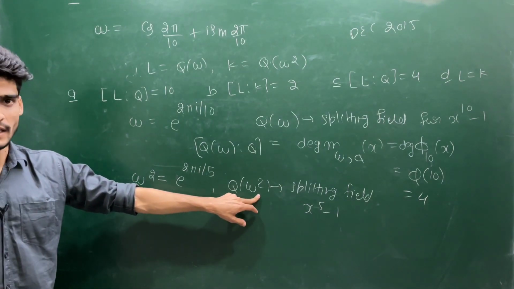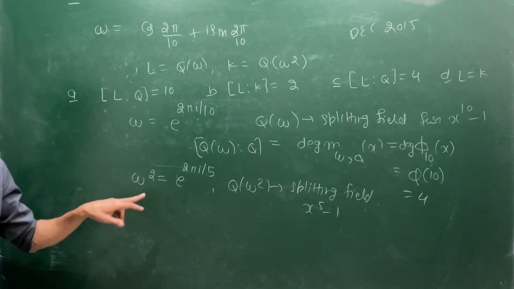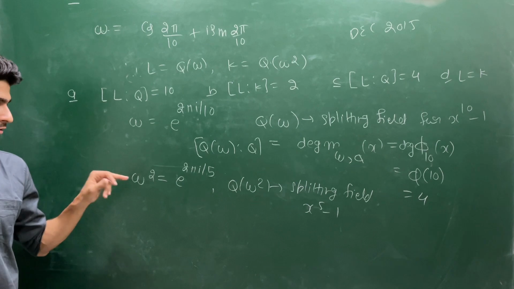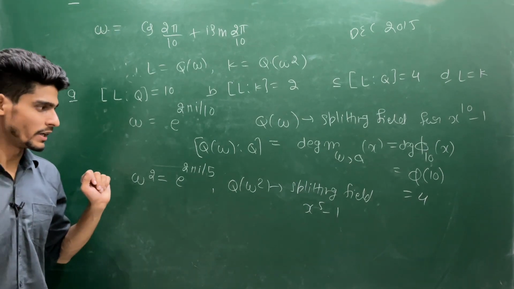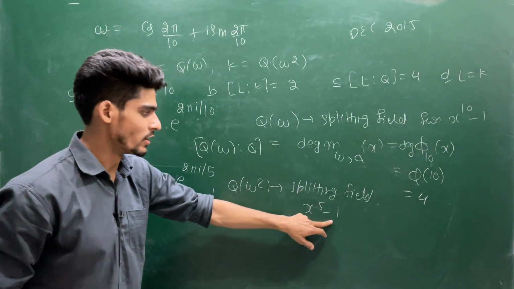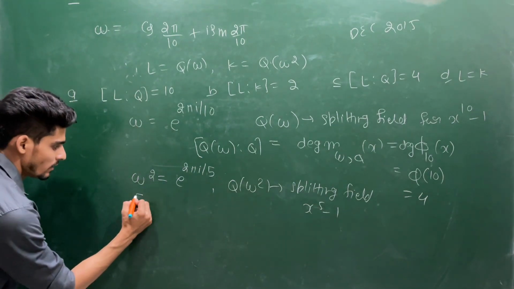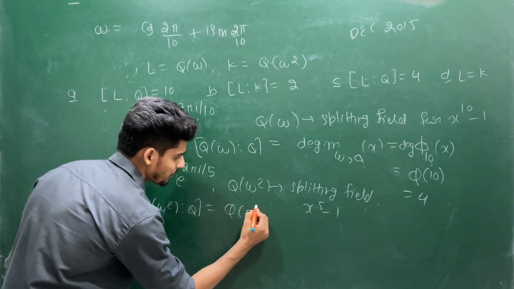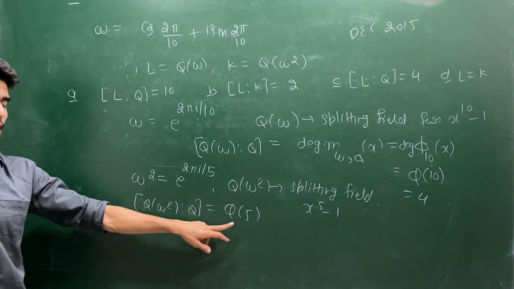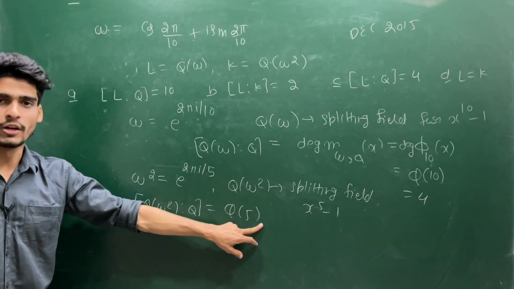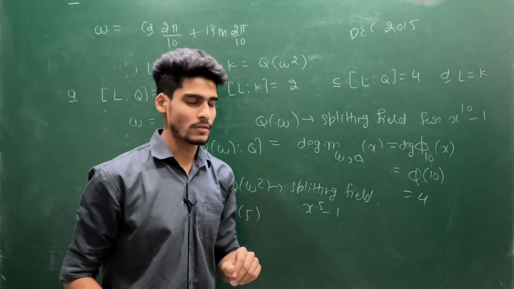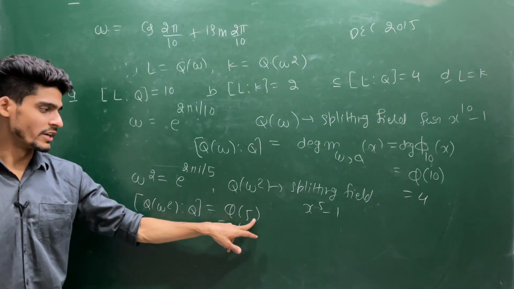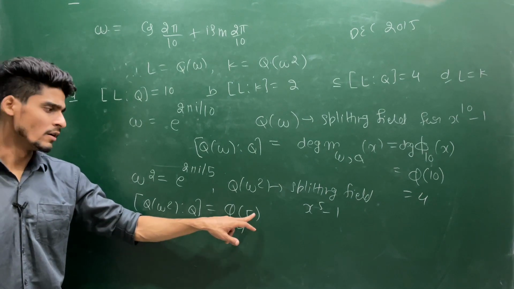So this will be the generator of the group of 5th roots of unity, a primitive fifth root of unity. So this is the splitting field for this polynomial, and now you can directly find that Q(omega square) over Q has degree phi 5, which is nothing but the degree of the cyclotomic polynomial phi 5(x). If you calculate this, you will get 4, because there are 4 numbers which are relatively prime to 5 and less than or equal to 5. Those are 1, 2, 3, 4.